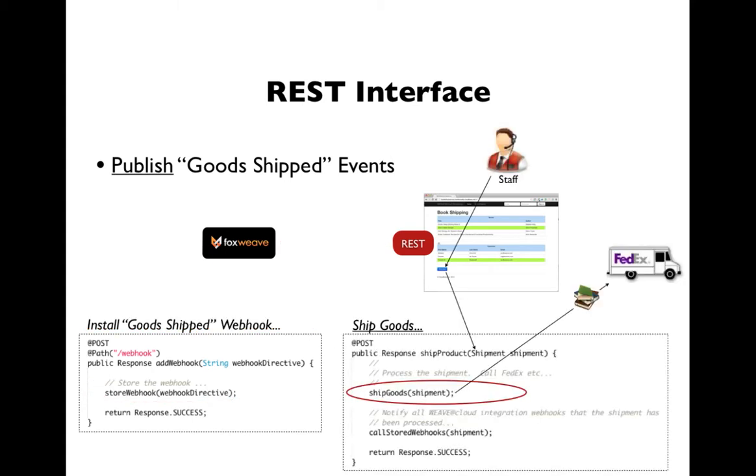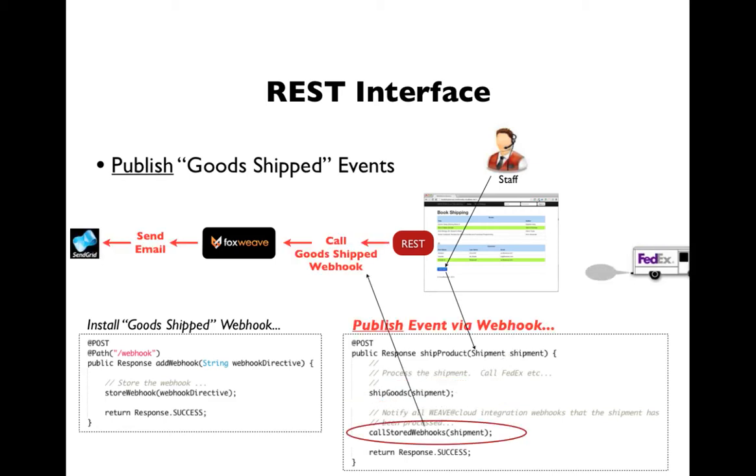When the operator clicks on that button, the front end in this app calls the ship products endpoint in a REST app, and that kicks off the shipping of the products. Then we call the actual webhooks that were stored earlier, and those webhooks trigger integrations within Weave It Cloud, and an email gets sent out to the user. Okay, so let's run this demo now.